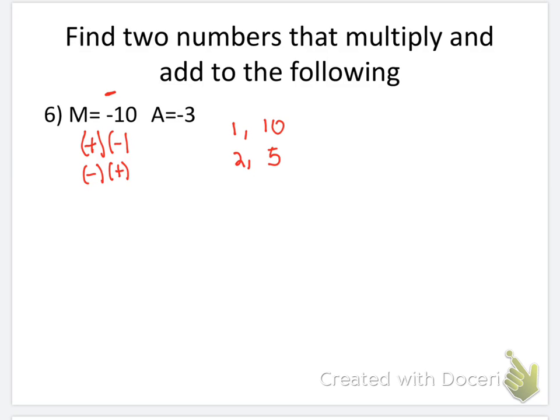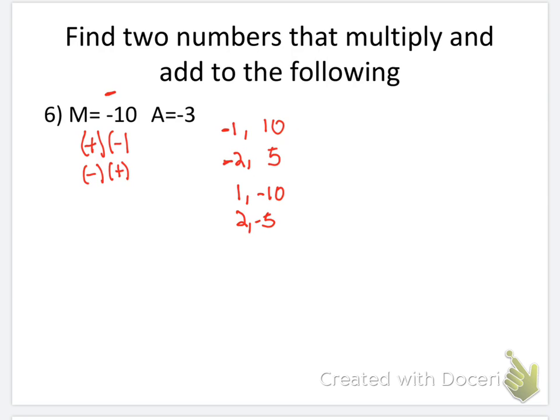There's no other factors. So remember, this could be where negative 1 is negative and 10 is positive. Or it could be where 1 is positive and negative 10, or 10 is negative. Or we could have where the 2 is negative and the 5 is positive. Or we could have where the 2 is positive, and then the 5 is negative.